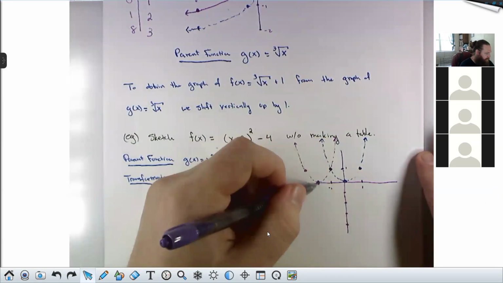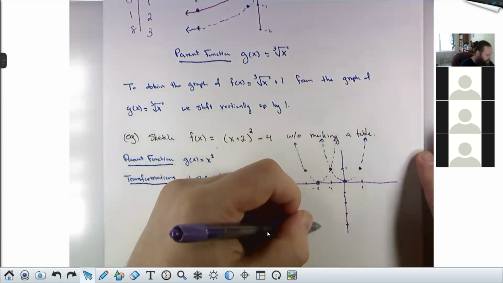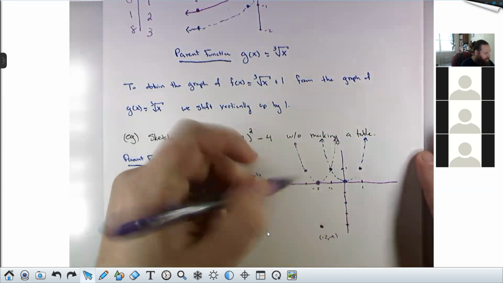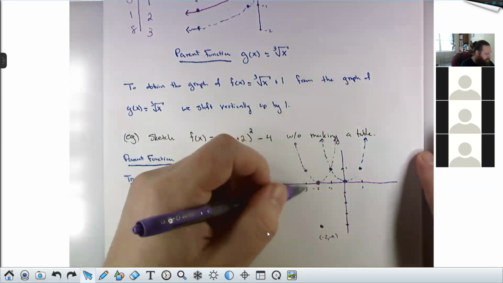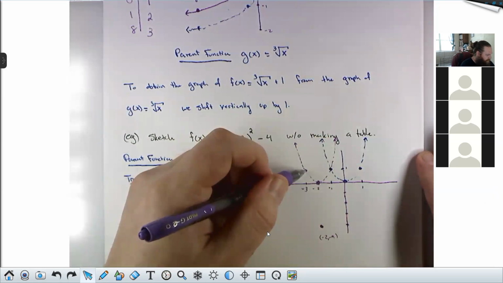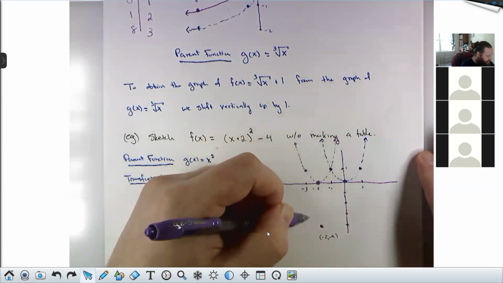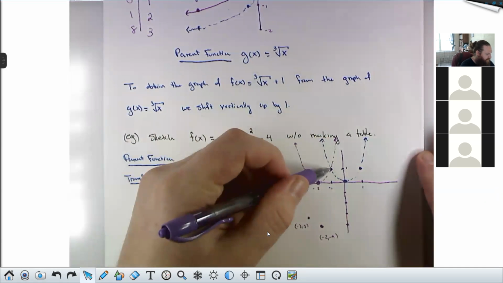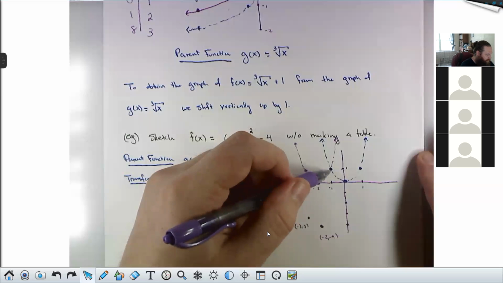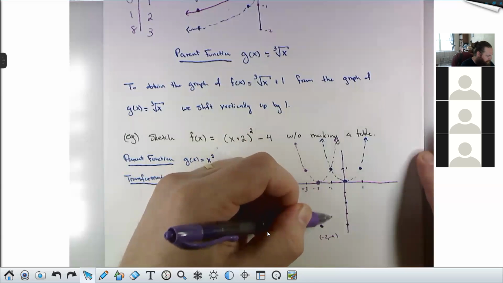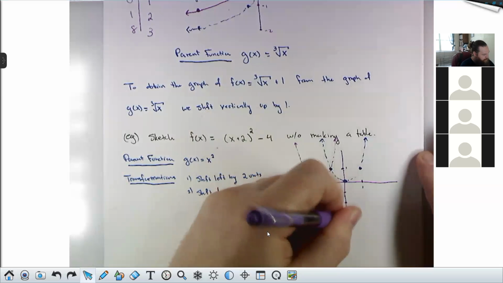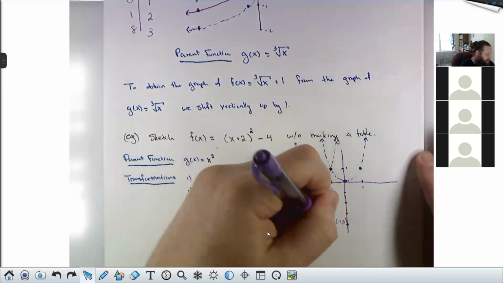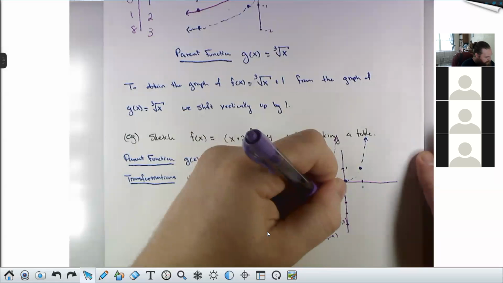So I bring this guy, which is at (-2, 0), down 4, and he's going to be at (-2, -4). If I bring this guy down 4, he's at (-3, 1), then he will be at (-3, -3). And if I bring this guy down by 4, right now he's at (-1, 1), he'll be at (-1, -3). And this is the graph of the resulting function. This is the final result here.